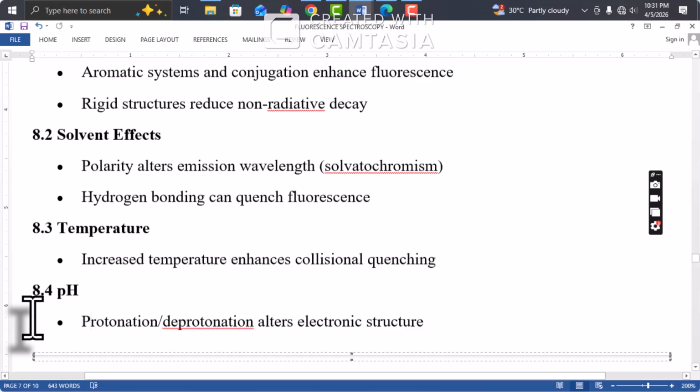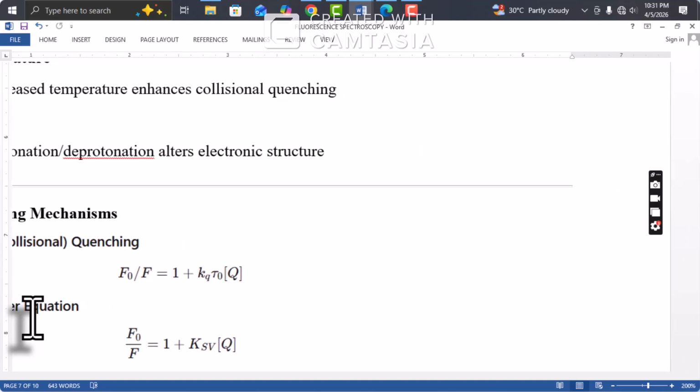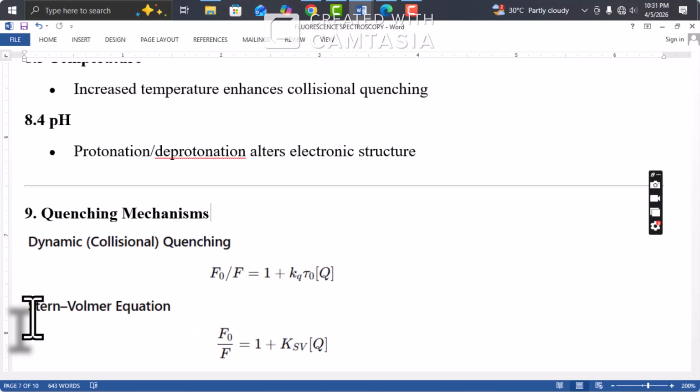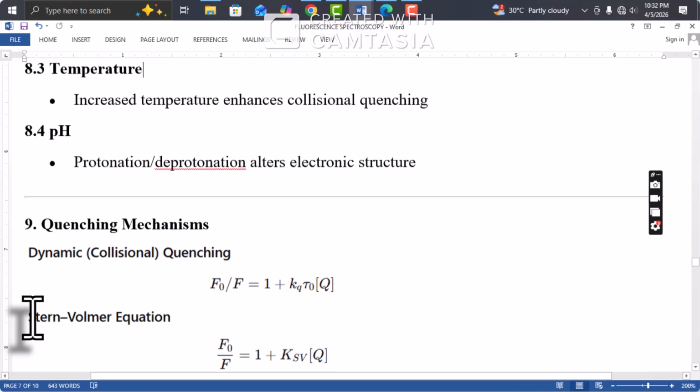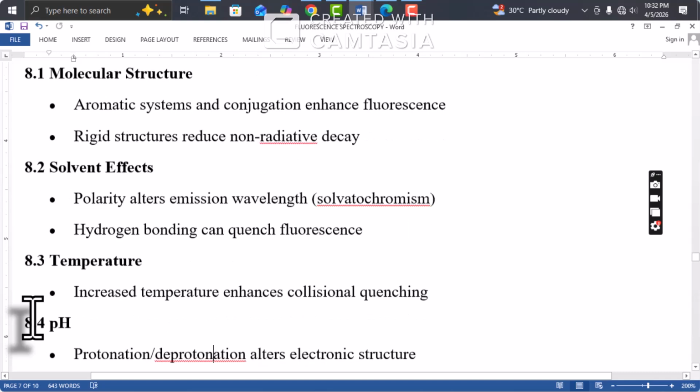pH, yes. pH can also affect fluorescence. In some instances, pH can quench fluorescence; in some instances, it can enhance it. So it depends on the kind of molecule, the molecular structure too. So those are the important factors that affect fluorescence.